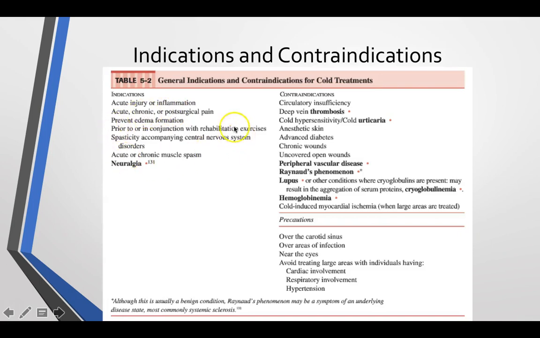And again, here are some more specifically from your book. When we take out that acute injury or inflammation, specifically that would be the immediate care, we see all of this pain relief, preventing edema formation or helping to reduce edema formation, using in conjunction with exercises, decreasing spasticity, muscle spasms, nerve pain, all of those things, and keeping in mind all of our contraindications that we're always focused on.